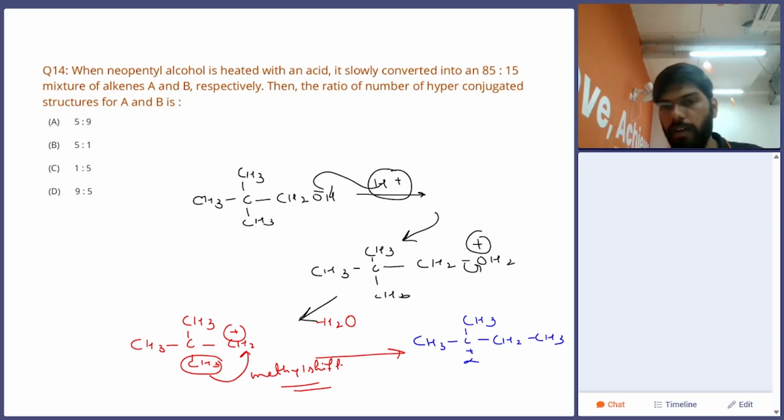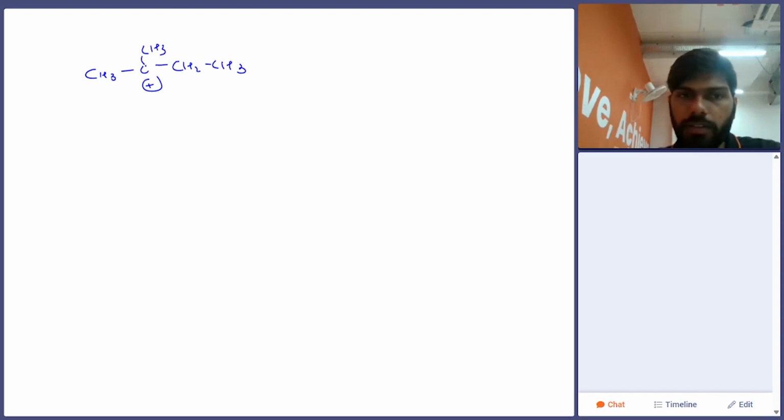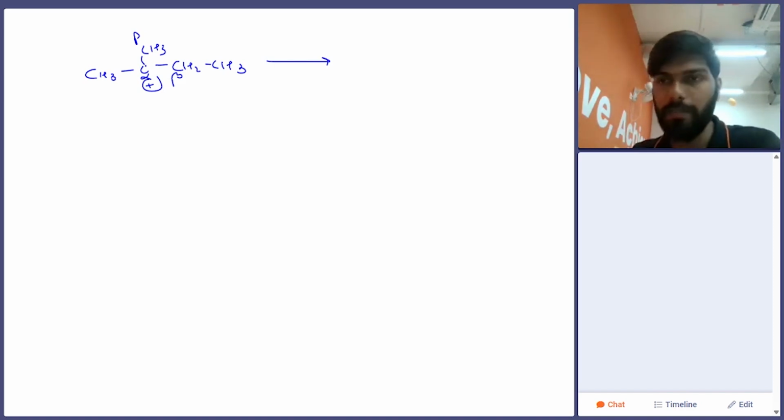Now this is alpha and this is beta. When we do the elimination from here, the structure we have is CH3, C, CH3 plus, CH2 and CH3. So this is beta, this is alpha, and you can imagine this is beta and beta. Now elimination happens, and the most stable alkene is our major product, which is known as the Zaitsev product.